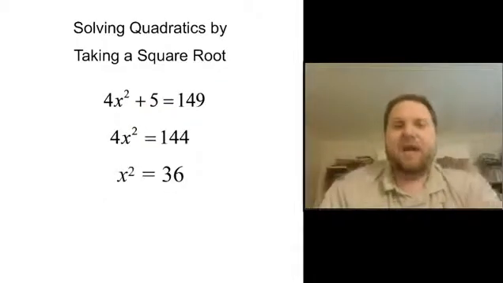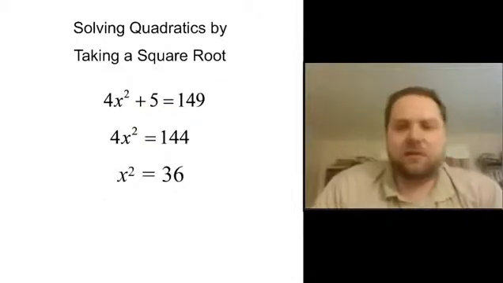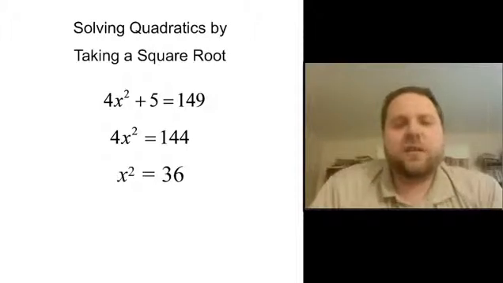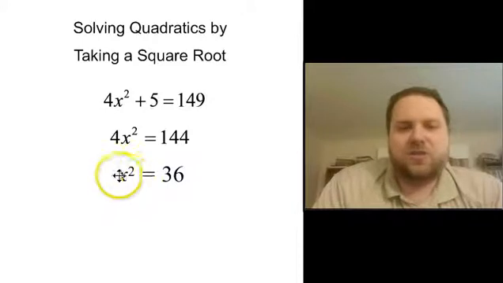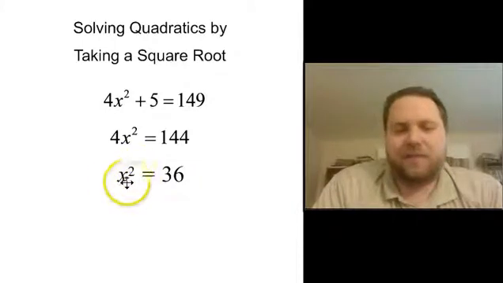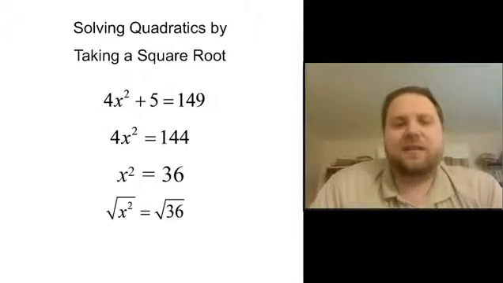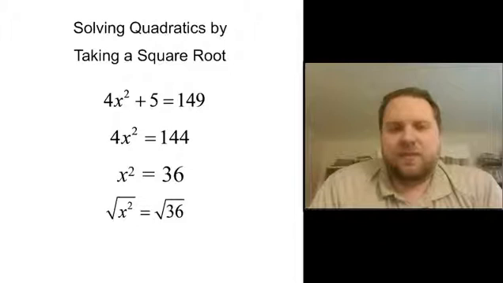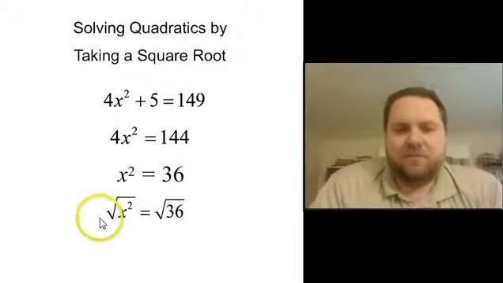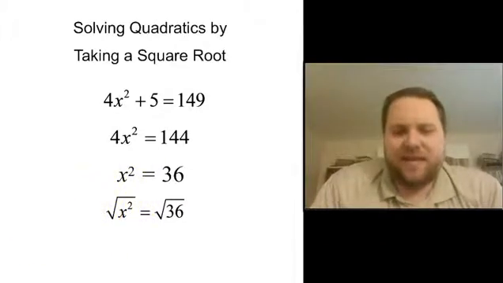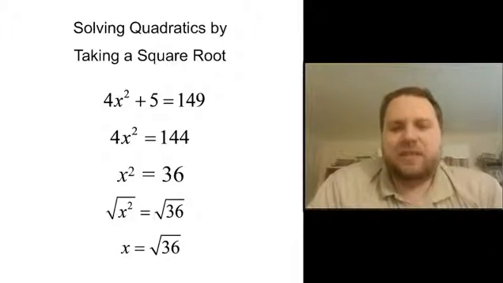Alright, so now back to our second equation, x squared equals 36. We want to change this x squared to just an x to figure out what x is. So in order to do that, we're going to take the square root of x squared. But what we do to one side, we have to do to the other. So I know what the square root of x squared is. That's just going to be x. So now the question becomes, what is the square root of 36?